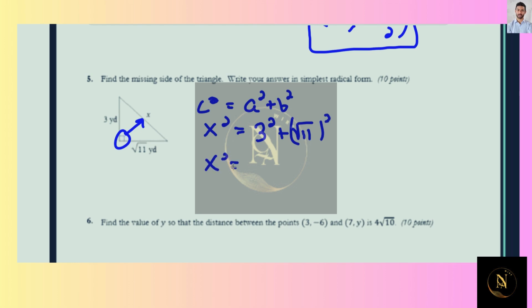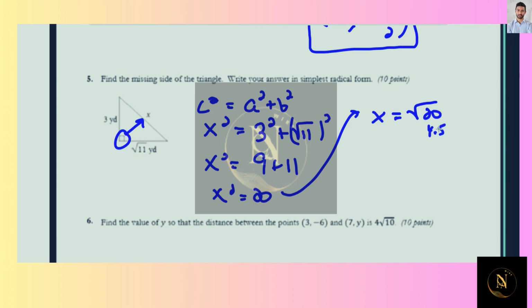Well, 3 squared is 9, the square root of 11 squared is 11, so x squared is equal to 20. And so x would equal the square root of 20. 20 is 4 times 5, so in simplest radical form, the square root of 4 is 2, so it's 2 square root 5.